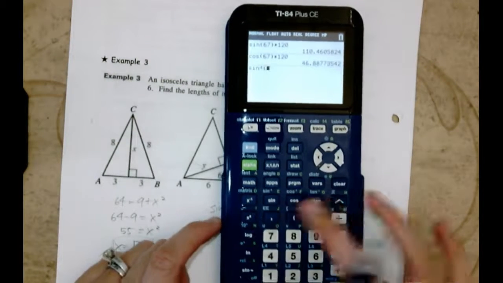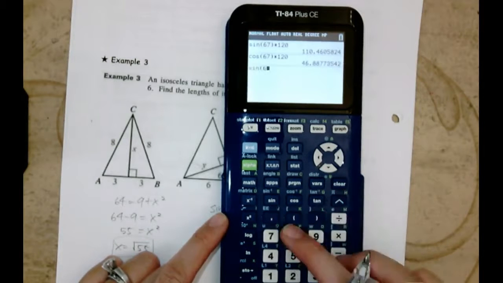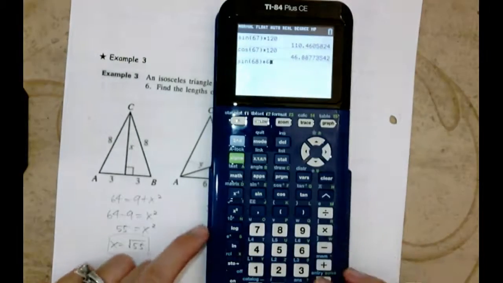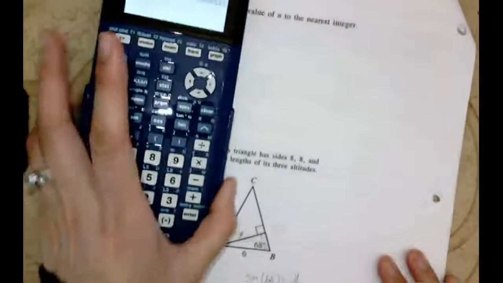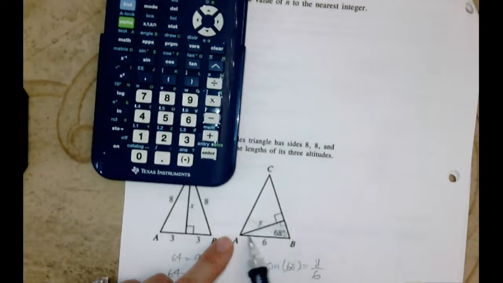So sine of 68 times 6 is 5.56. So y is approximately 5.56. And does that make sense? Yes, it does. This is the hypotenuse. This should be shorter, but not much shorter. So that makes sense. Okay.